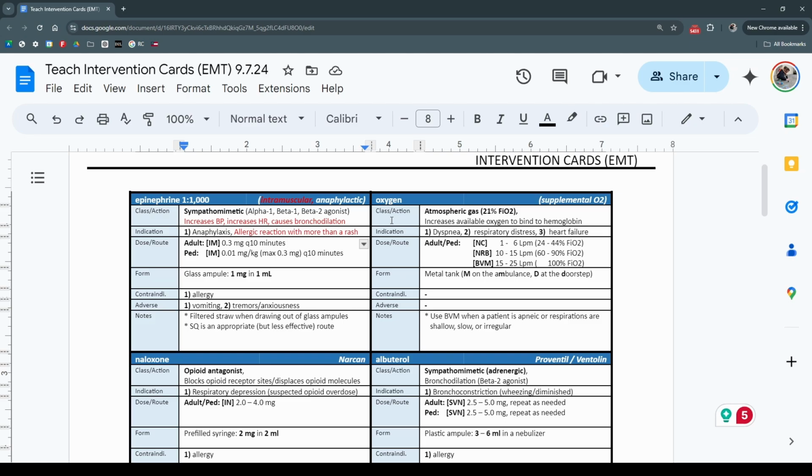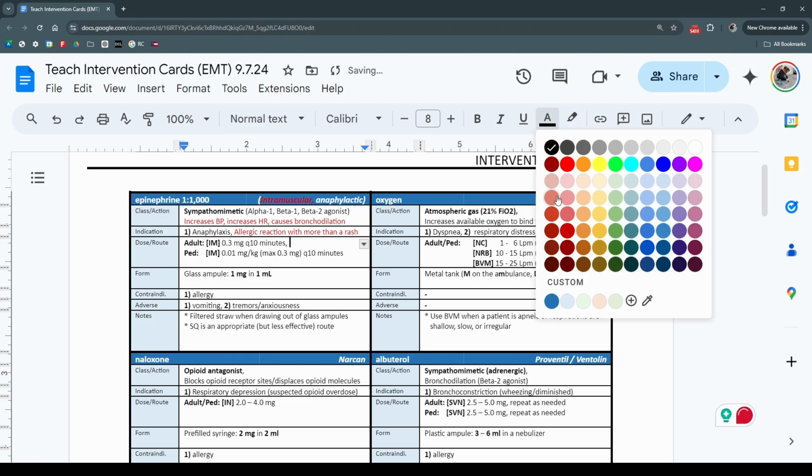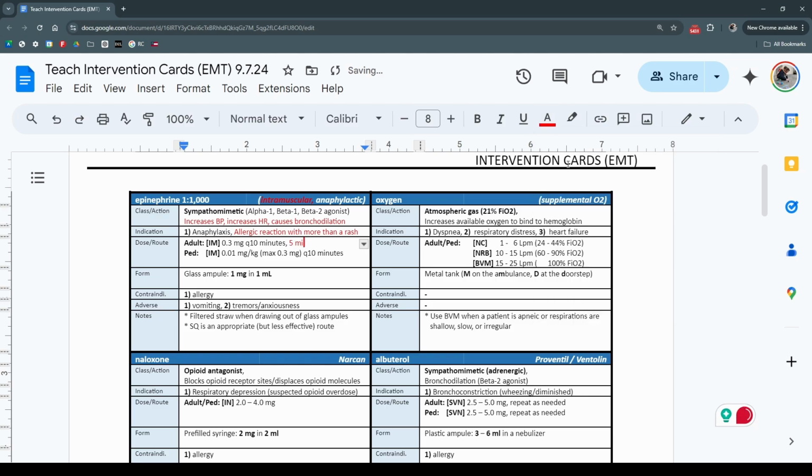Chances are I would probably be giving this every 5 minutes, is my guess. If I wasn't a bit insecure about changing your drug cards after having printed them, I probably would just change this to every 5 minutes. But suffice it to say for now that it's usually a range, 5 to 15 minutes.